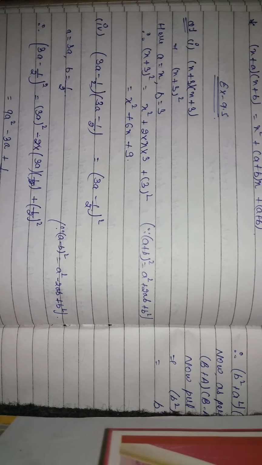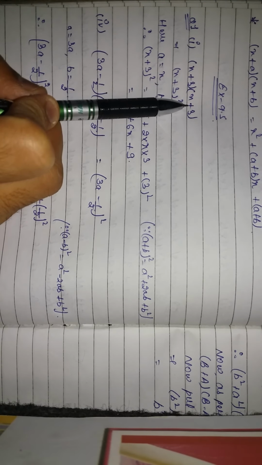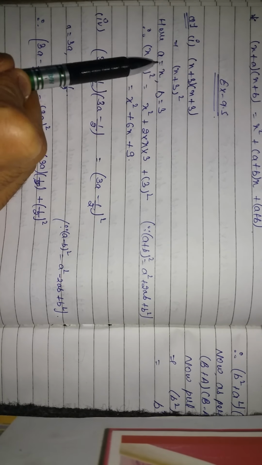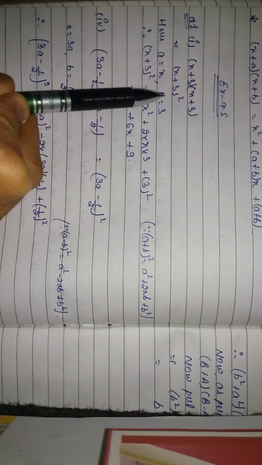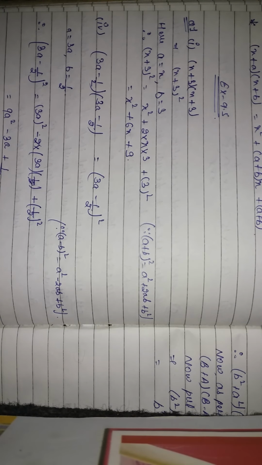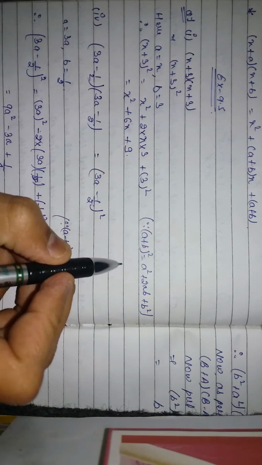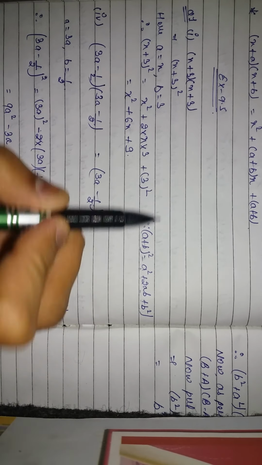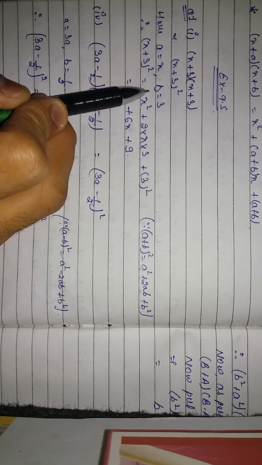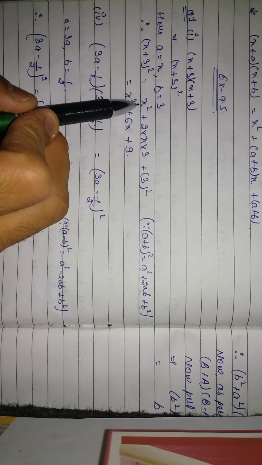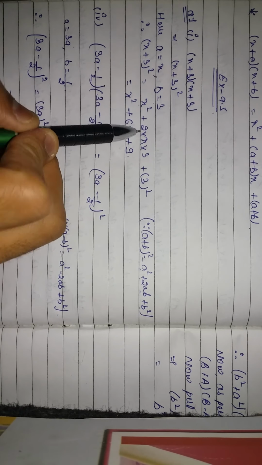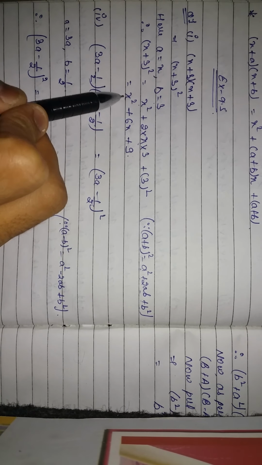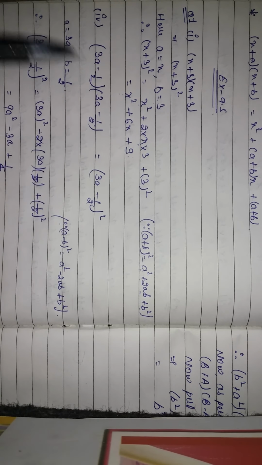Question number 1, first part, (x plus 3)(x plus 3). It can be written as (x plus 3) whole square. Now here a is x, b is 3. Therefore this is (a plus b) whole square, which is a square plus 2ab plus b square. At the place of a, write x. At the place of b, write 3. Therefore a square, that is x square, plus 2 into a into b plus b square. So your answer is x square plus 6x plus 9.